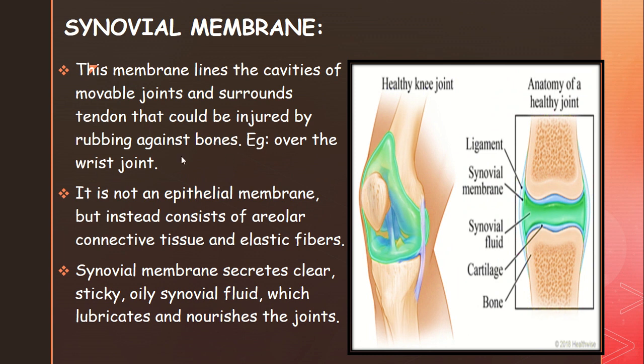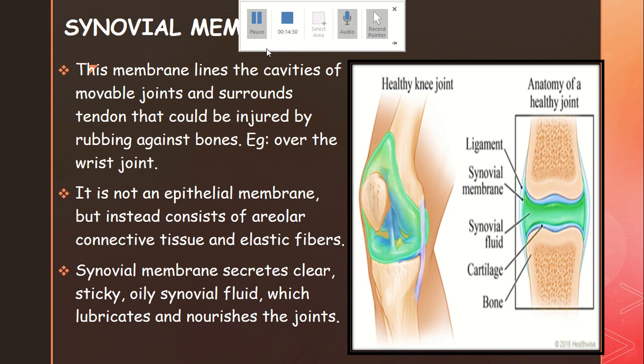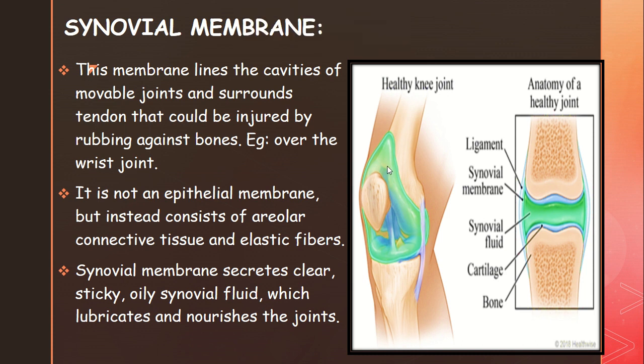When so many movements happen at a joint surrounded by tendons, it could be injured very easily. So that is protected by this synovial membrane. It is not an epithelial membrane, but instead consists of areolar connective tissue and elastic fibers. The synovial membrane secretes clear, sticky, oily synovial fluid, which lubricates and nourishes the joint.